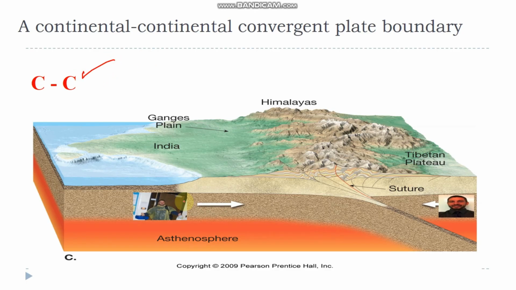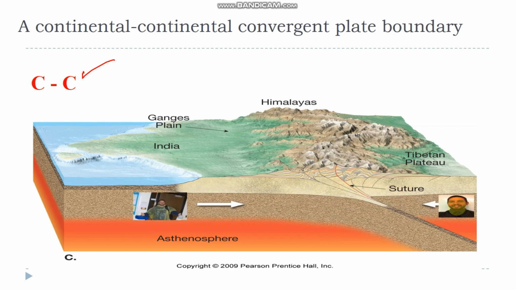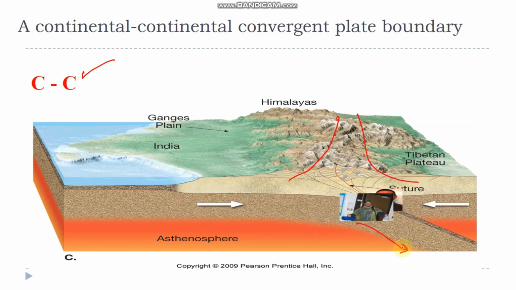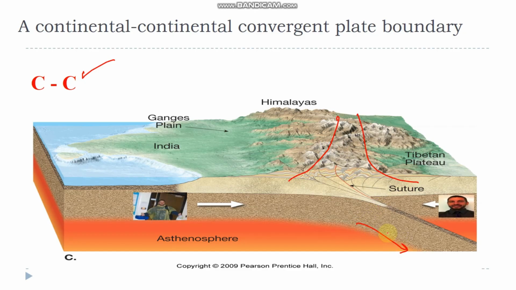When that happens, it's like two very, very light pieces of crust colliding. And when they collide, nothing really happens in terms of subduction. They're so buoyant that most of the motion is upwards, not downwards. So because there's no subduction, no plate is being pushed into the asthenosphere, and therefore no plate is melting.